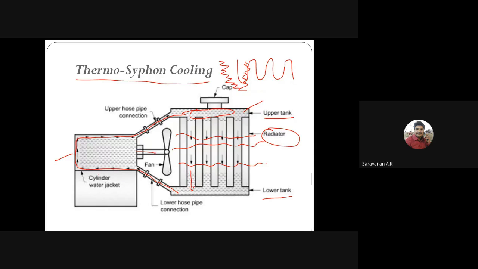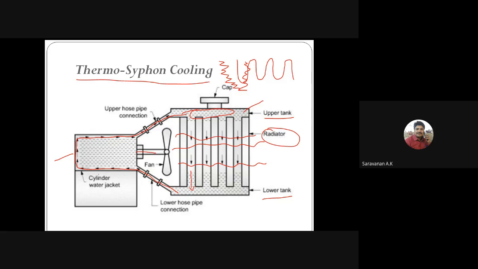This type of system is called the thermosyphon cooling system. Is it clear? It's a very simple diagram, right? Anyone? Yes, sir. Then this type of cooling system is suitable for very low capacity engines only. So this type of cooling system will be used for very low capacity IC engines, right?